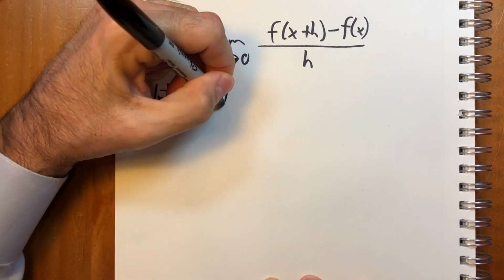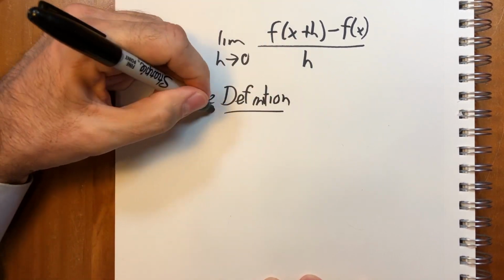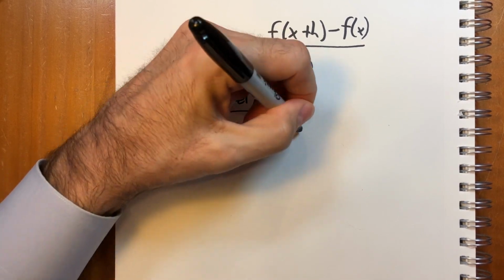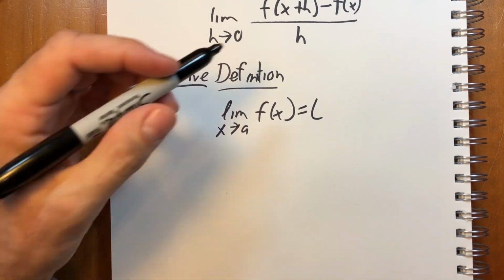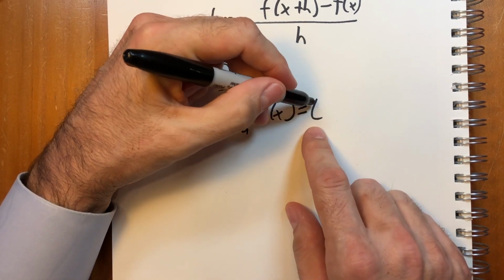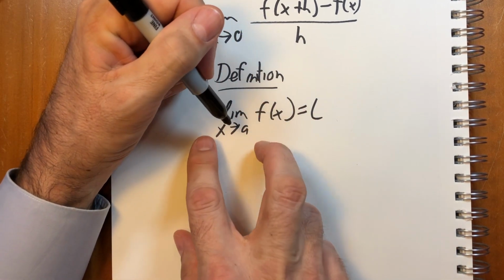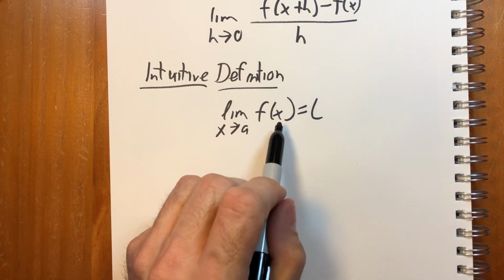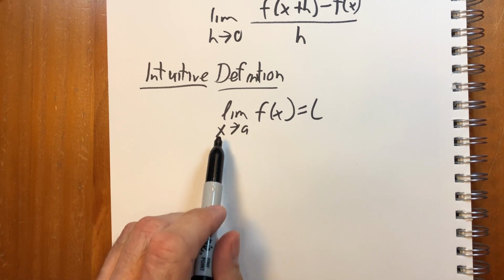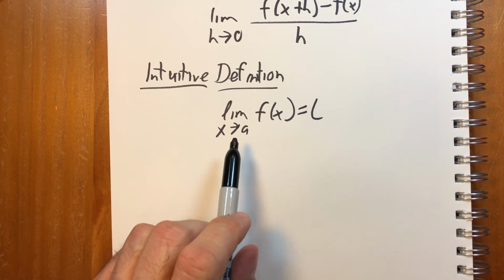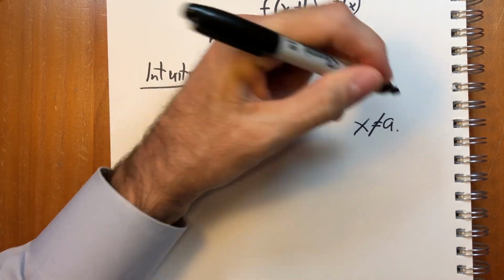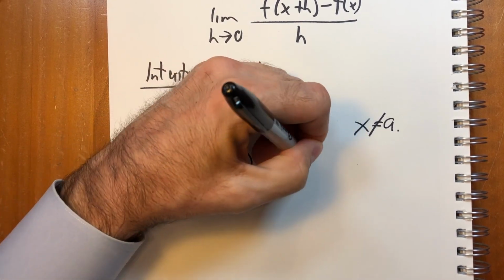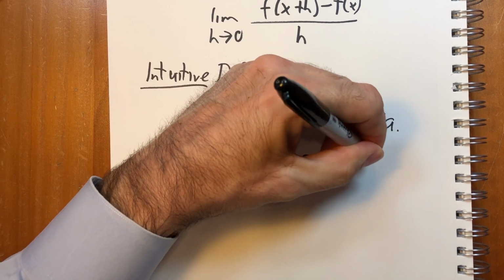So a limit is, first an intuitive definition, we write that the limit as x approaches a of f of x equals L if we can make the values of f of x as close as we want to this number by moving x closer and closer to a. So basically, the values of f of x come closer and closer to L as x gets closer and closer to a, but x does not equal a. So we can also say that f of x approaches L as x approaches a.